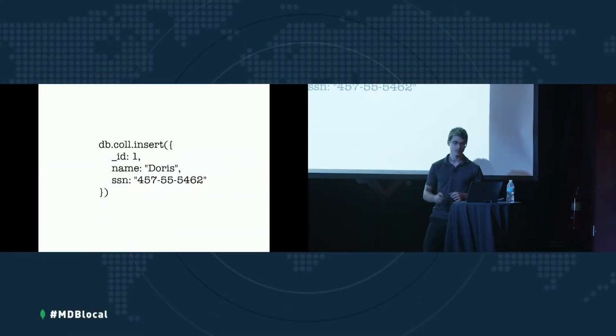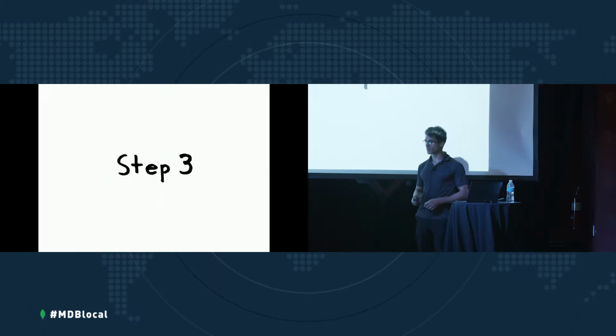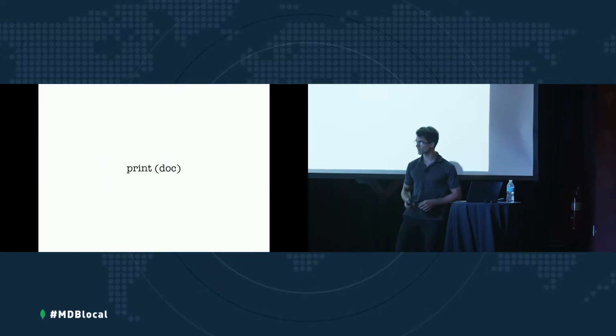Step 1, we insert a document into our collection with the name Doris and her social security number, which she wants to keep very secret. Step 2, we do a find one on that collection, querying by that social security number, and store it in a variable named doc. Step 3, we print doc to standard out, and we get back the document that we inserted.